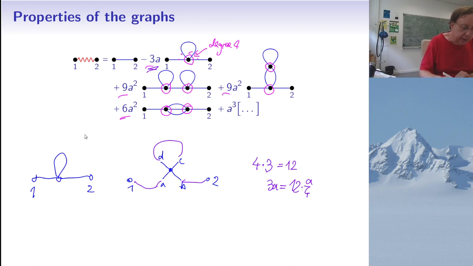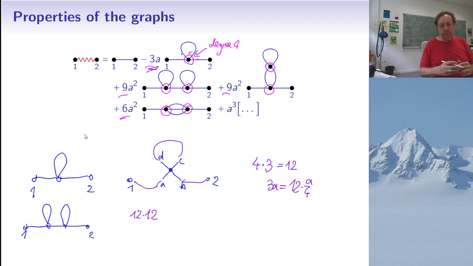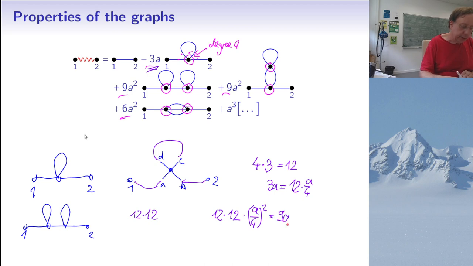Now let's look at another example. So if I take this diagram here, how many options do I have? Well, I actually have 12 times 12 options, because for each vertex I have 12 ways of connecting the legs. And then the number of choices, when I insert it in my formula, it will give me 12 times 12 times a over 4 squared, which is 9a squared. So that gives me this term here.